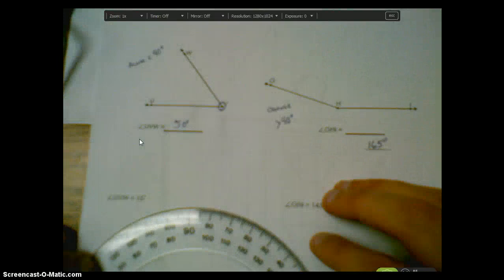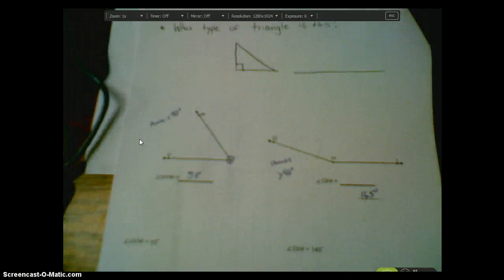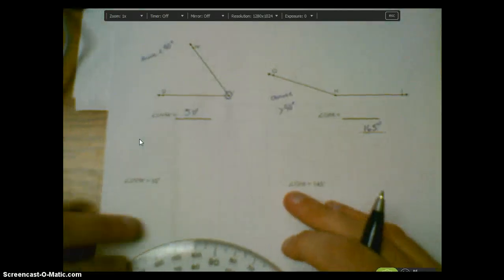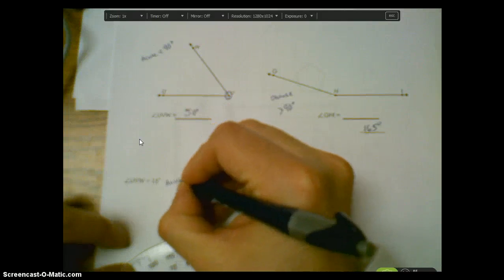Very similar for drawing angles. Drawing angles, you have to first tell me what this angle is. It's 15 degrees. So, because it's 15 degrees, I'm still trying to get some of that blurriness out of there, and I apologize for that. Because it's 15 degrees, this is going to be an acute angle.